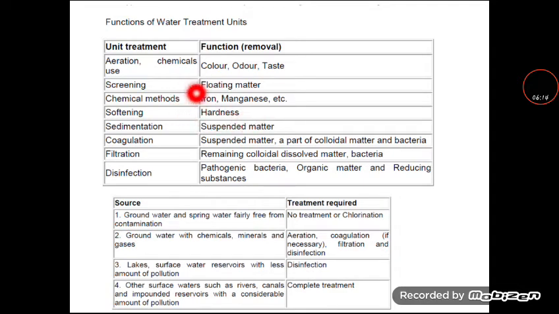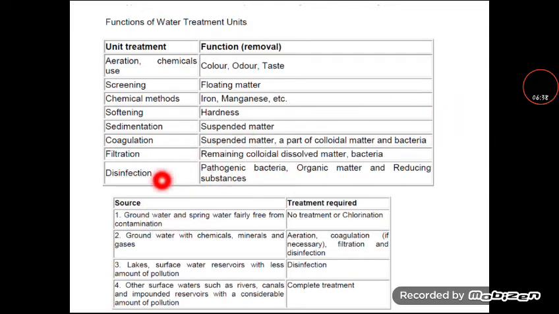To remove the hardness of the water, we use softening processes. Suspended matter can be removed by plain sedimentation or sedimentation aided with coagulation. Then filtration is the process used to remove colloidal dissolved matter. Finally, pathogenic bacteria are removed by the disinfection process.